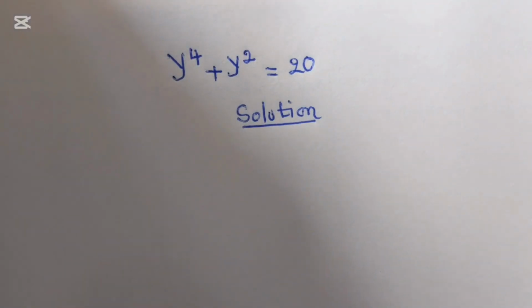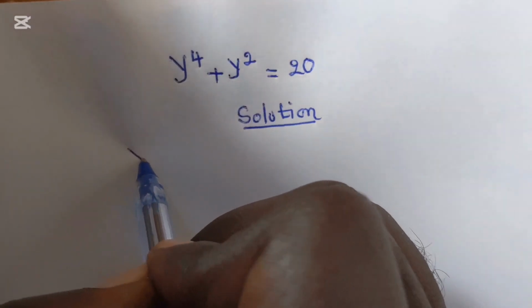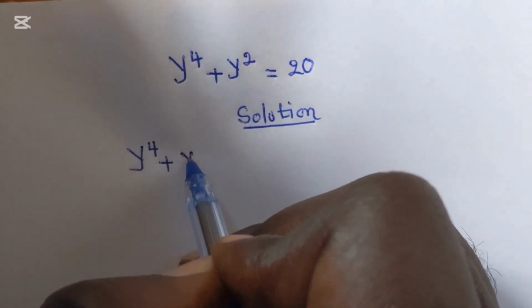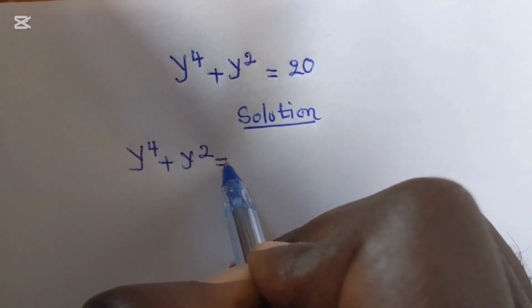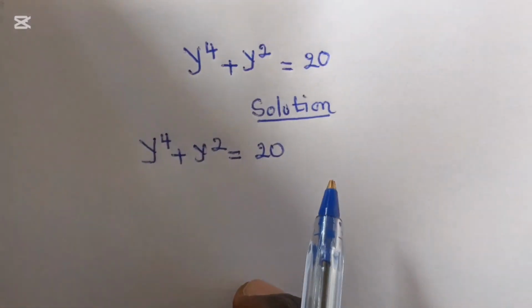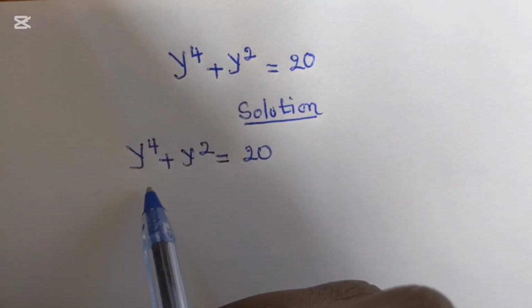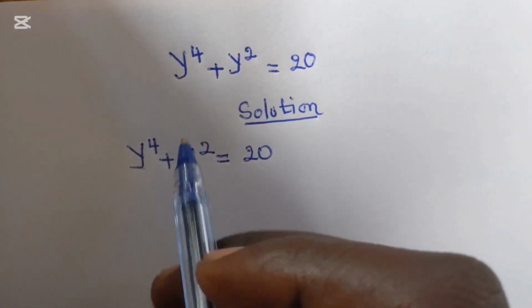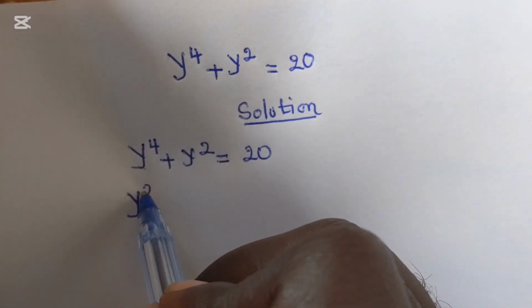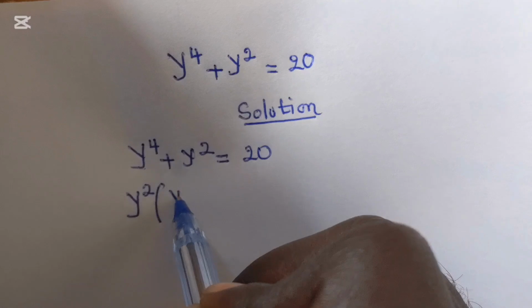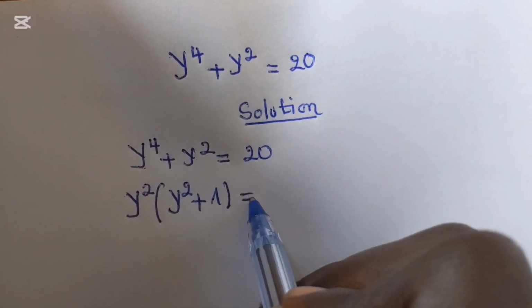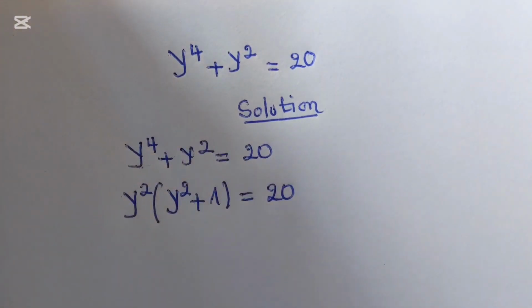Now let's provide a solution. Very quickly, here we have given y to the power of 4 plus y squared equals 20. Okay, then what are you going to do? Of course, here we can factorize this y squared, to get y squared times y squared plus 1 to be equal to 20.